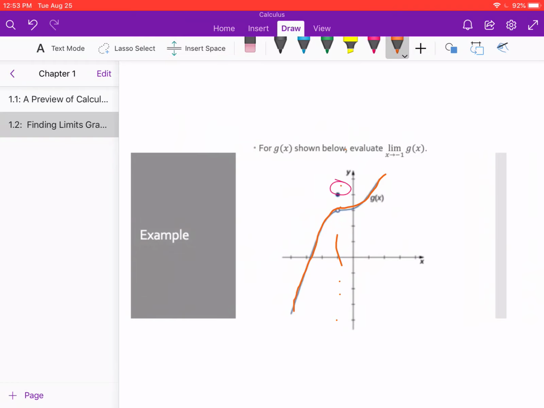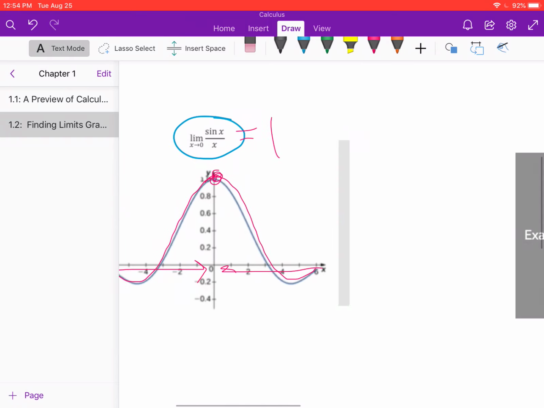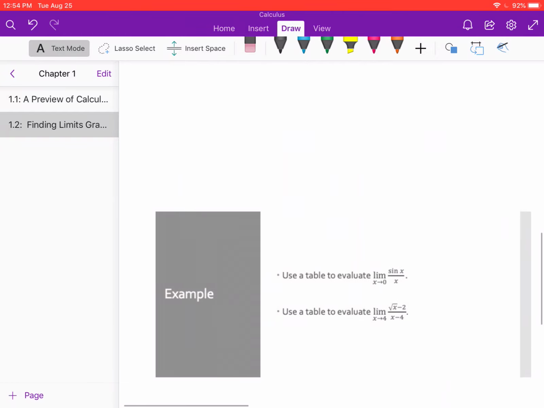Notice that while the function is not defined right here, that's still our limit because that's what the graph is approaching. So here our limit is 3 because our y value that it approaches is 3. Notice that our limit isn't 4. That piece really doesn't matter to us right now because that's not what the graph is approaching. Even though that's where the function is defined, it's not going to be our limit. So that was using a graph.